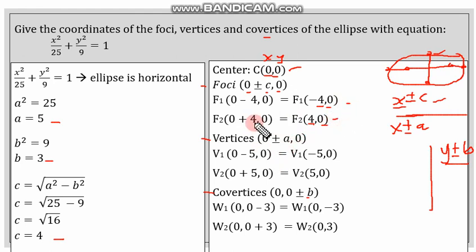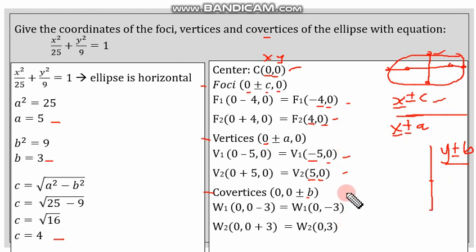Okay, for the vertices, that is also horizontal. So, we will add and subtract the value of the vertex, which is a, at the x coordinate sa atong center. So, x coordinate is 0. So, 0 minus 5 is negative 5. Copy the y coordinate, 0. And then 0 plus 5 is equal to 5. Copy the y coordinate, 0. We have the vertices.